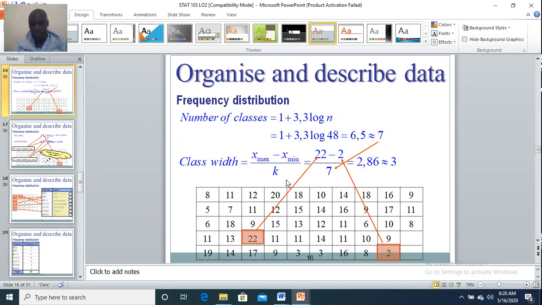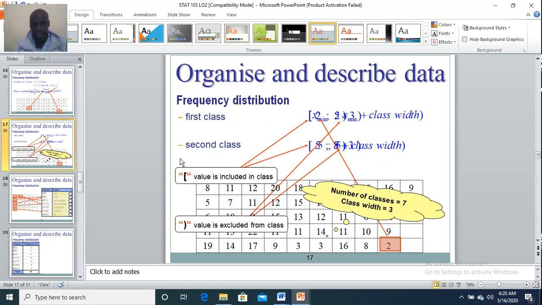So our number of classes is going to be 7. But from our figures, the smallest number is 2, the biggest number is 22. So if we are going to have 7 classes, we need to find the width. So we say 22 minus 2. Then we get the width is 3. So we'll be adding 3.